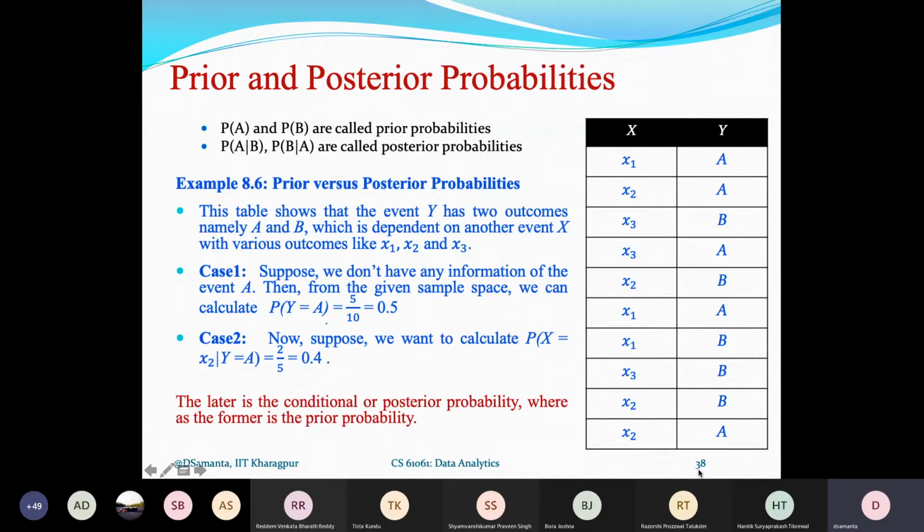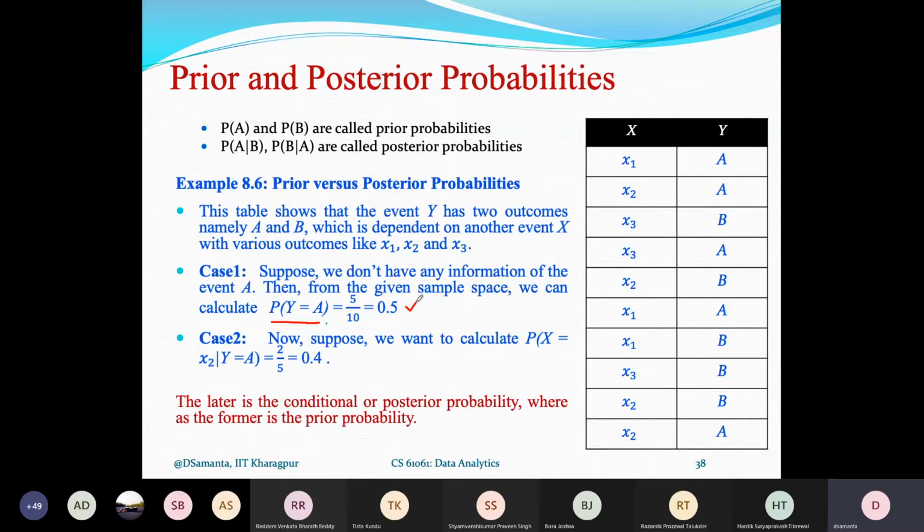These two probability calculations are called the prior probability calculation. As you see, prior probability calculation is with reference to the class only: the probability that a record belongs to this class. It is written like this: PA is the same as P of Y equals A, and this is 5 by 10, which is 0.5. So I hope PA and PB, which are prior probabilities, are understandable.